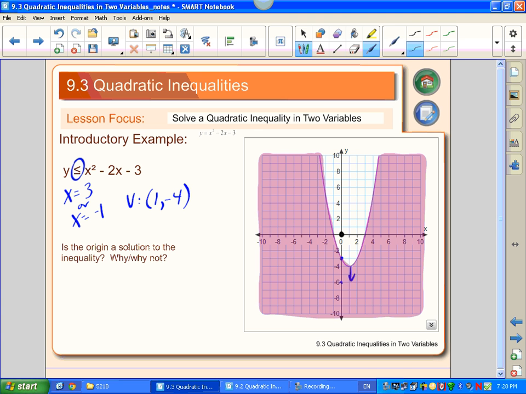What if I didn't have the graph? So what if I didn't have the graph and all I had was this statement? Let's say I just had that statement. How am I going to tell if it is a solution? Do I have to graph it? No, I can use this statement.